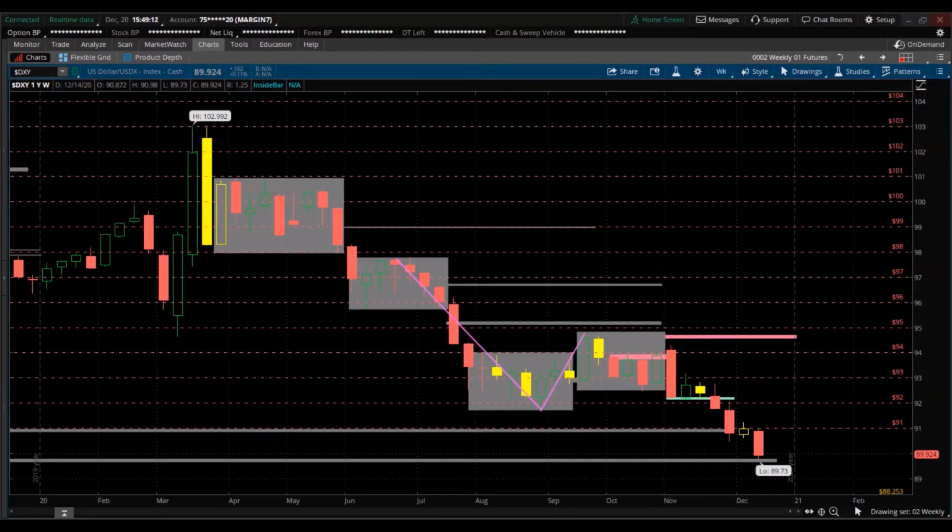So here we're looking at the weekly chart. Each candlestick is 1 week, and we're looking at the time frame of 1 year. So for the week, the US dollar closed down red and made a new low for the year. Very bearish for the US dollar.